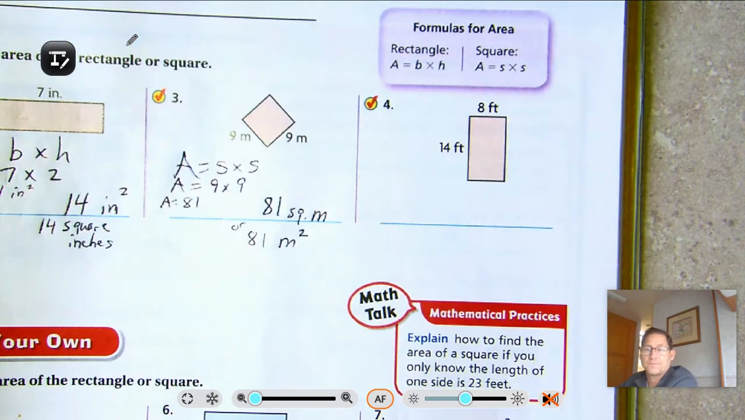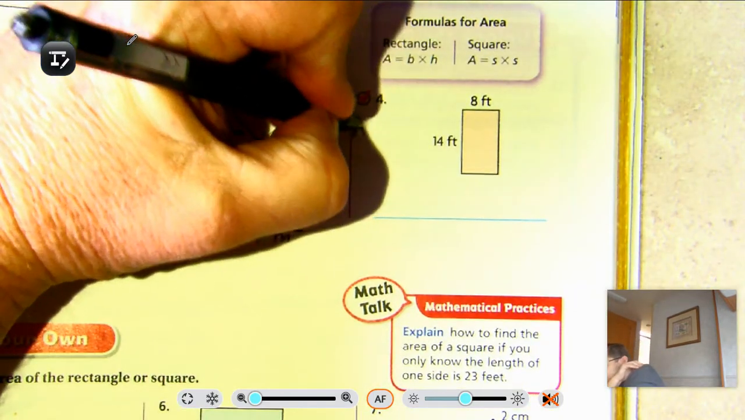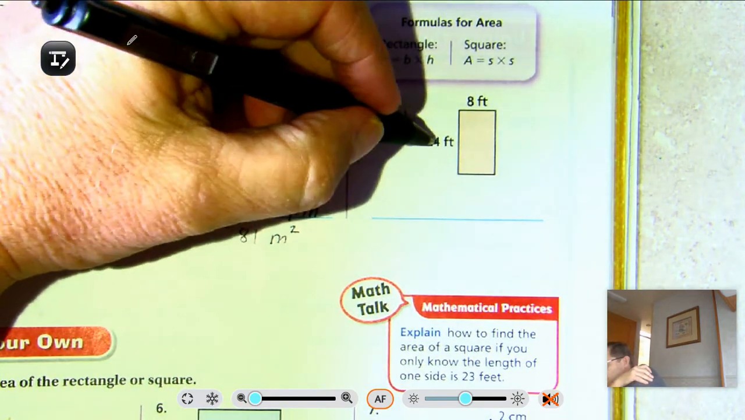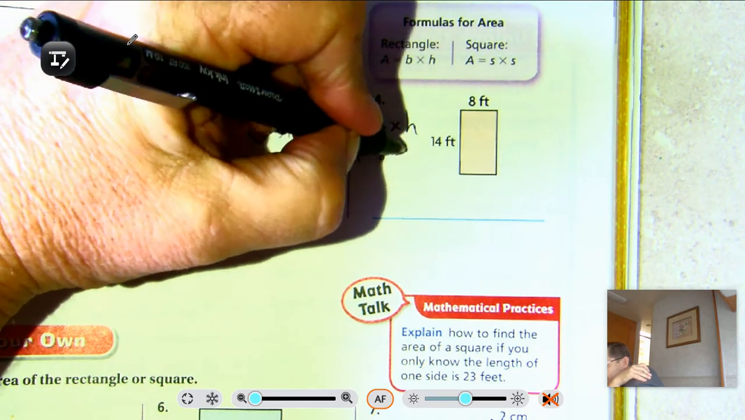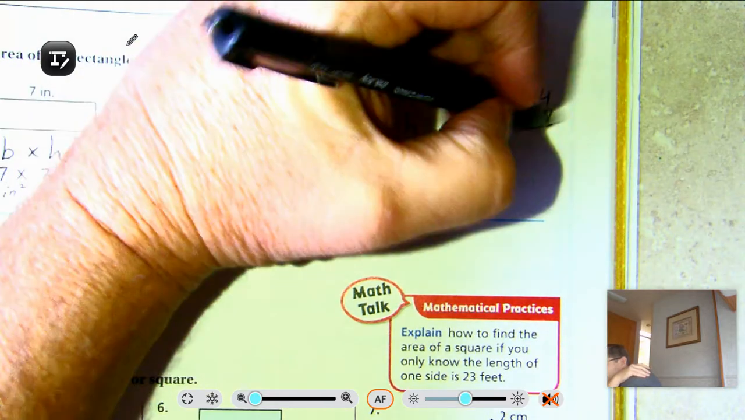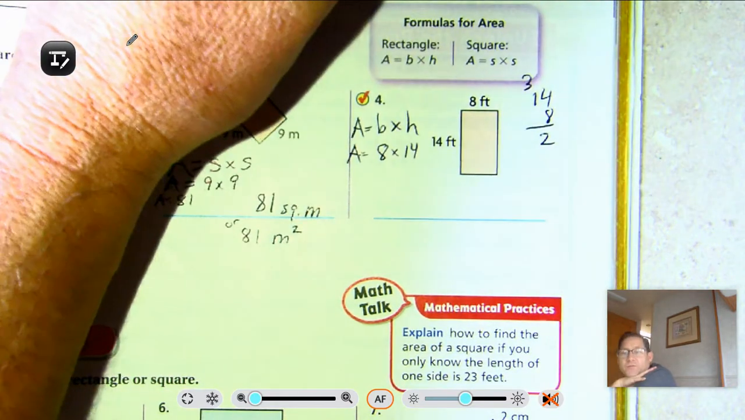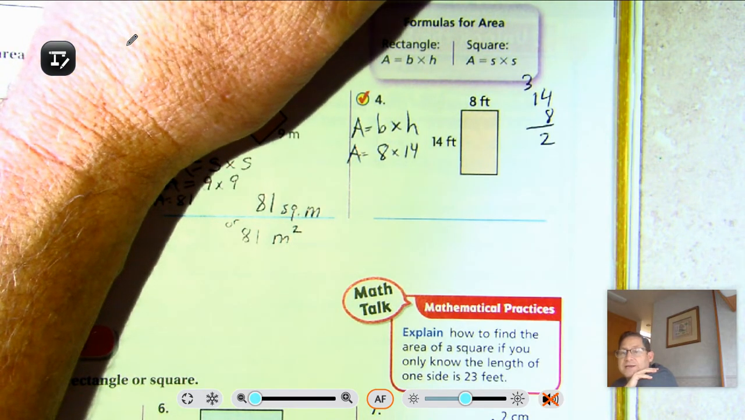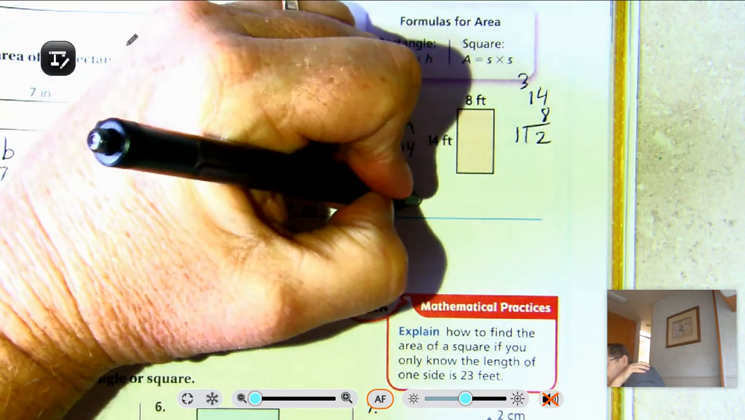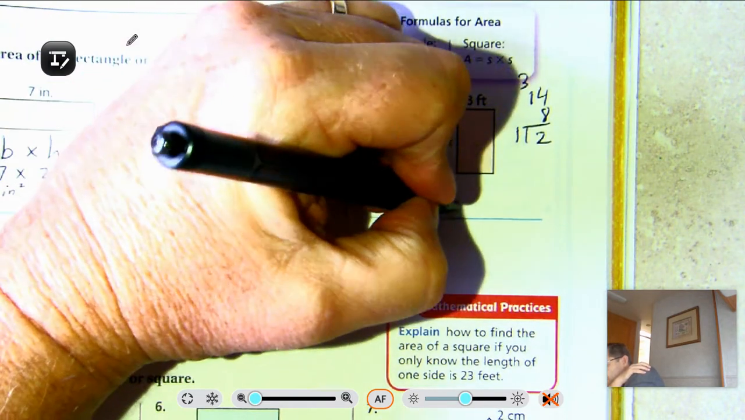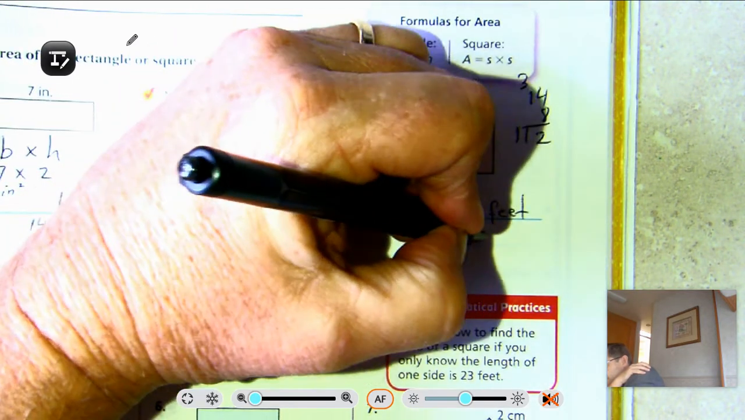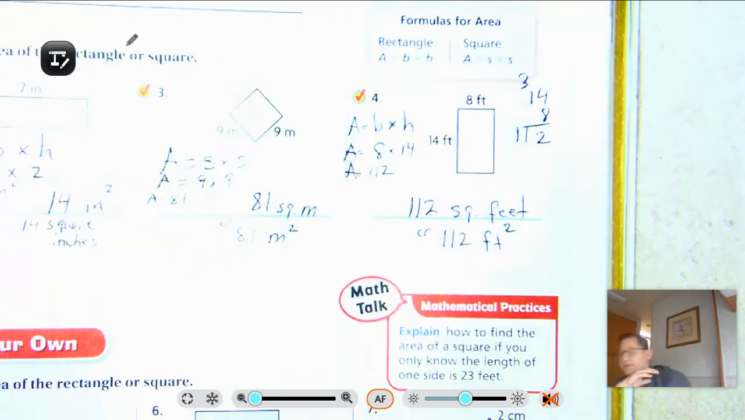Number 4, area equals base times height. Area equals, I'm going to call this 8, the base, and the height 14. 14 times 8. 8 times 4 is 32 ones. Regroup that as 3 tens and 2 ones. 8 times 10 is 80, plus 30 more is 112. So we get 112 square feet, or you'll see it as 112 feet squared.